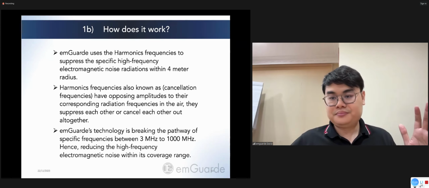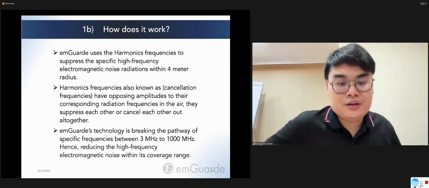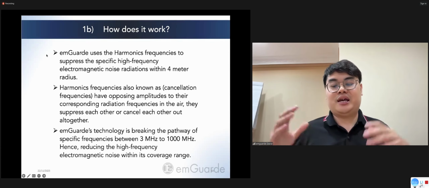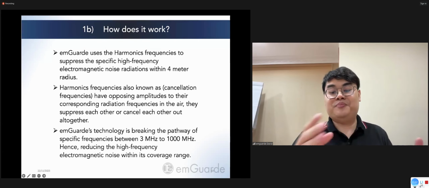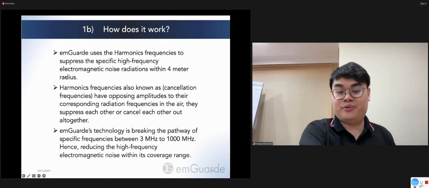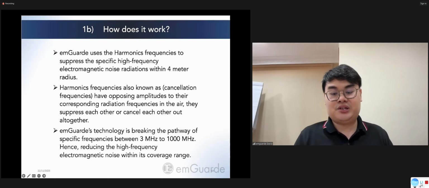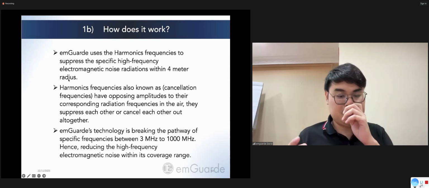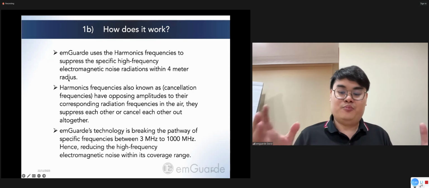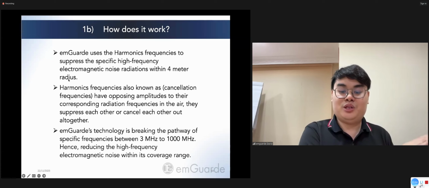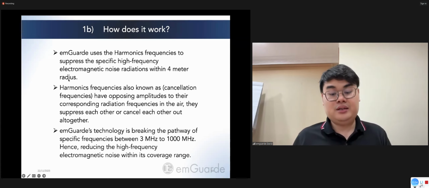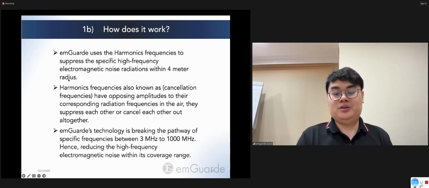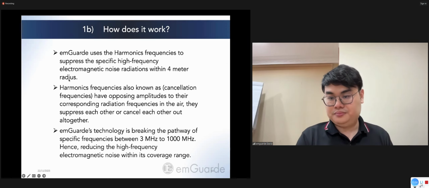when it is powered up. Okay, now second point, harmonics frequency, also known as cancellation frequencies, have opposing amplitudes to their corresponding frequencies. So this is a repetition of what you just read earlier on the previous slides. Okay, so they suppress each other or cancel each other out altogether. And the third point is, emGuarde's technology is breaking the pathway of specific frequencies between 3 megahertz to 1000 megahertz, hence reducing the high frequency electromagnetic noise within its coverage range.